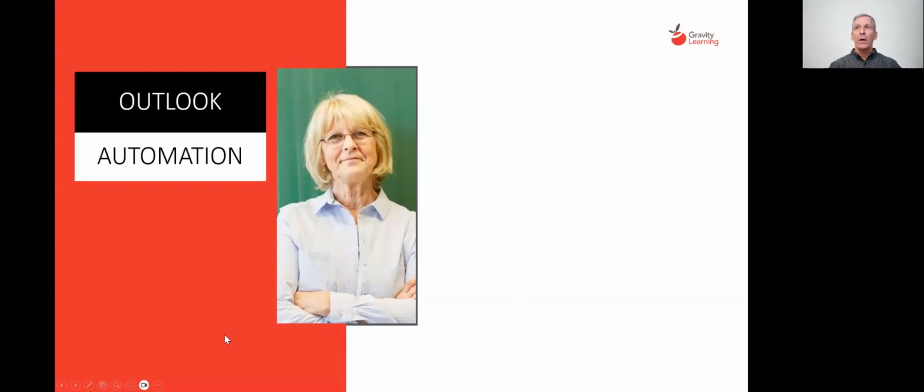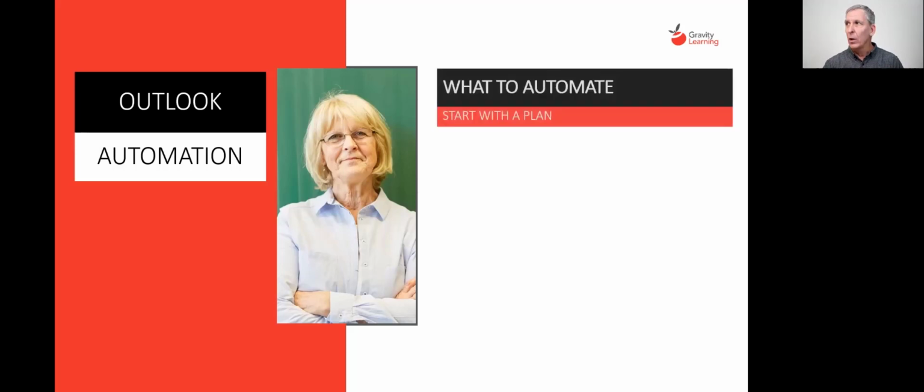So everybody, Outlook automation: what are the things we need to do that will best serve us when we're getting ready to automate something? And it sounds simple. Oh, let's just make that go faster. Let's do that. But if we want to do it well and effectively, the first thing we do is start with a plan.